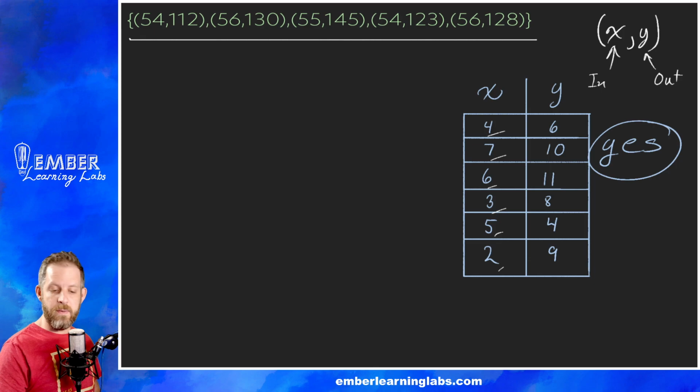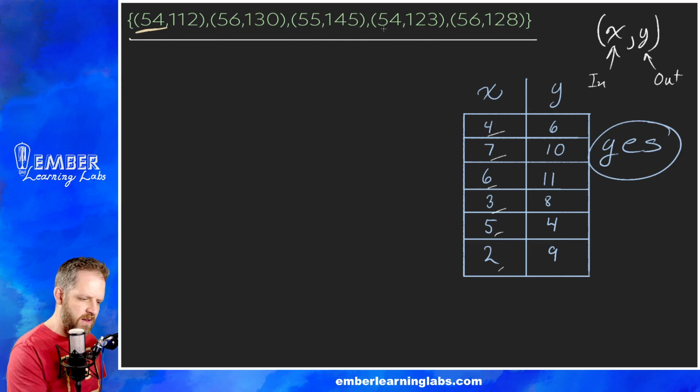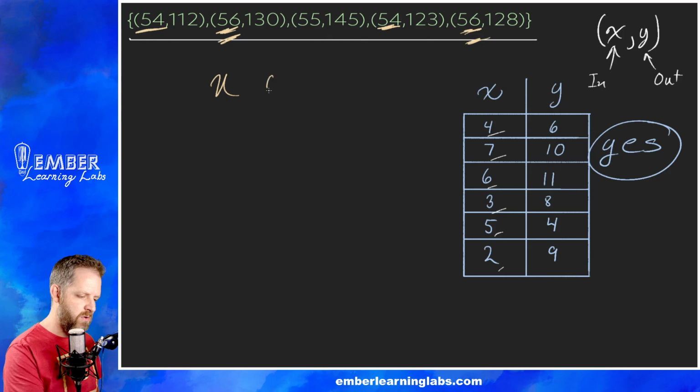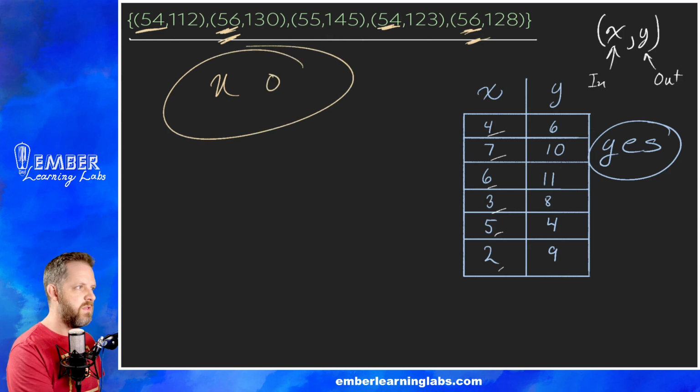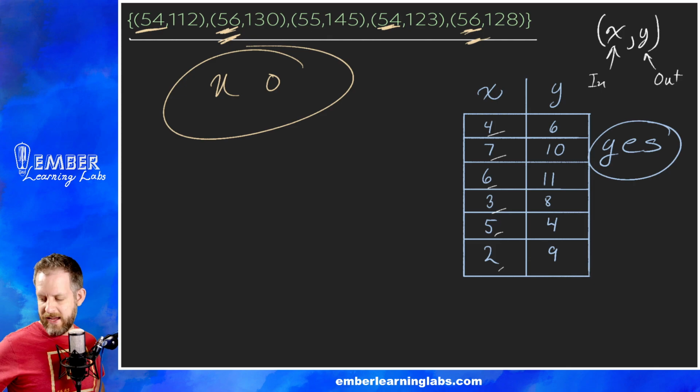This green one up here, let's take a look at it. So we've got 54, 56, 55, 54, and 56. So because of this, and this, and then this, and that, this is a no. This is not a function. It's not a function at all. Okay? That makes sense? I hope so.